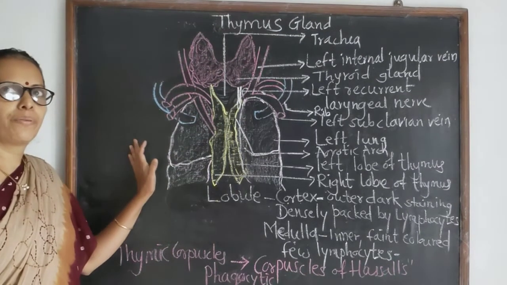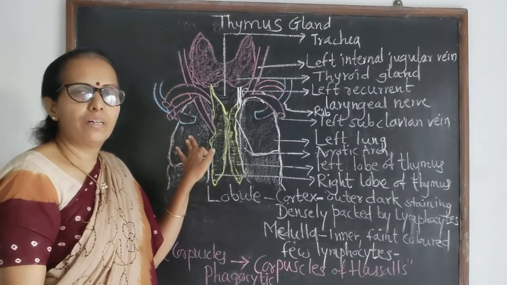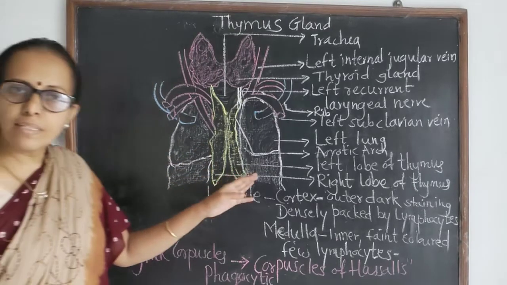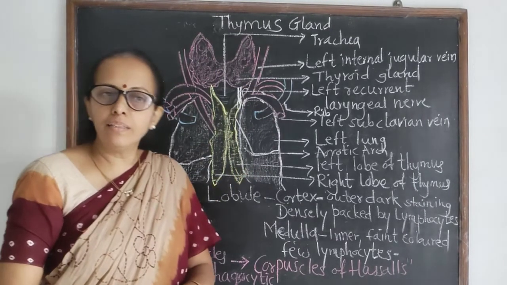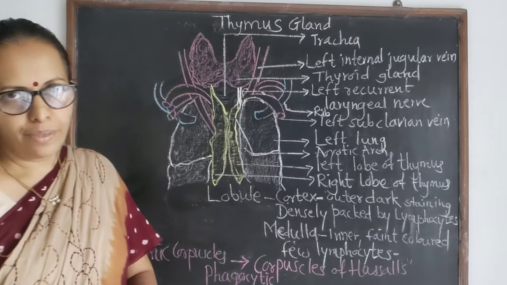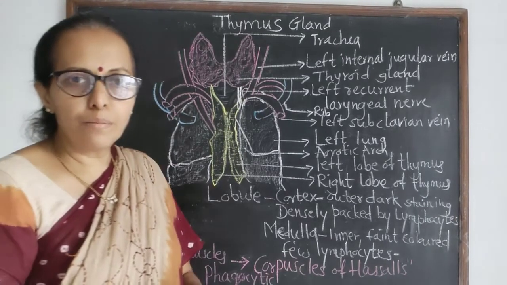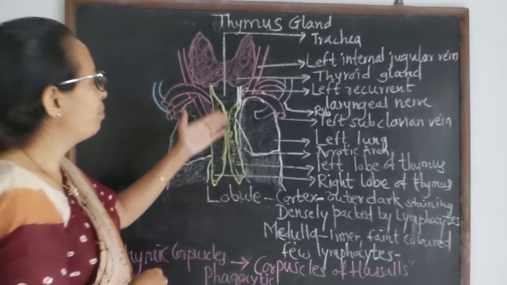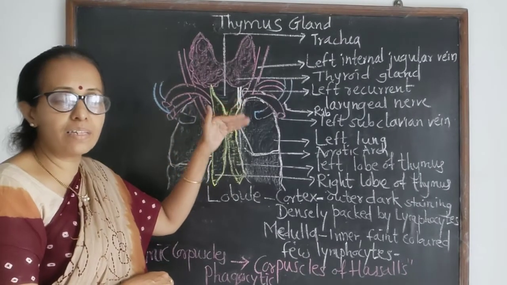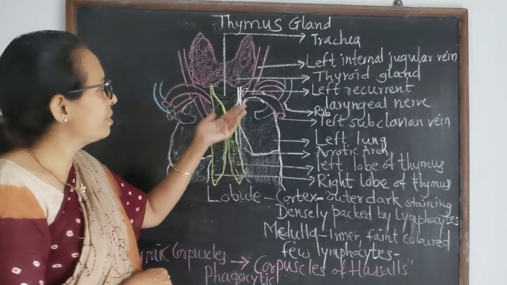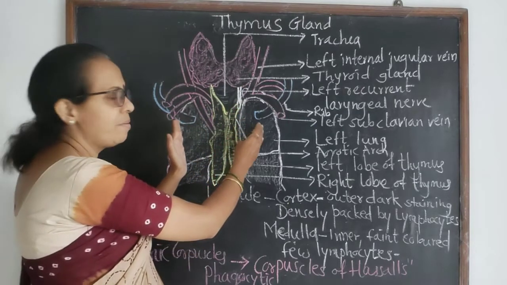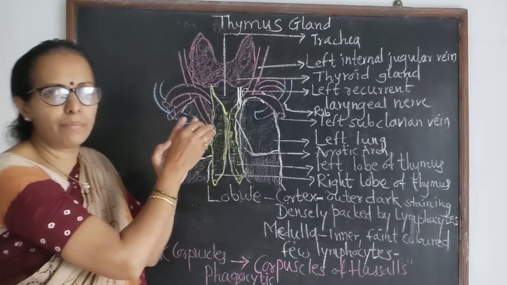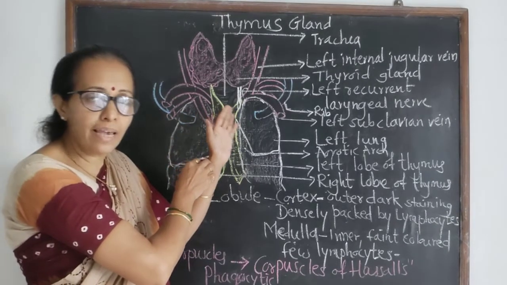Welcome all. We are going to discuss another very important gland of the endocrine system, that is the thymus gland. So we'll see first about the location of this gland. It is present behind the sternum, and the exact location is in between the two lungs, in the space that we call the mediastinum. That is the exact location.